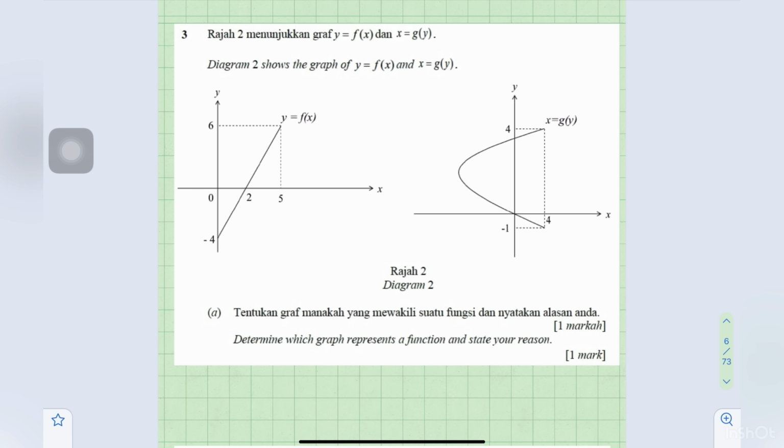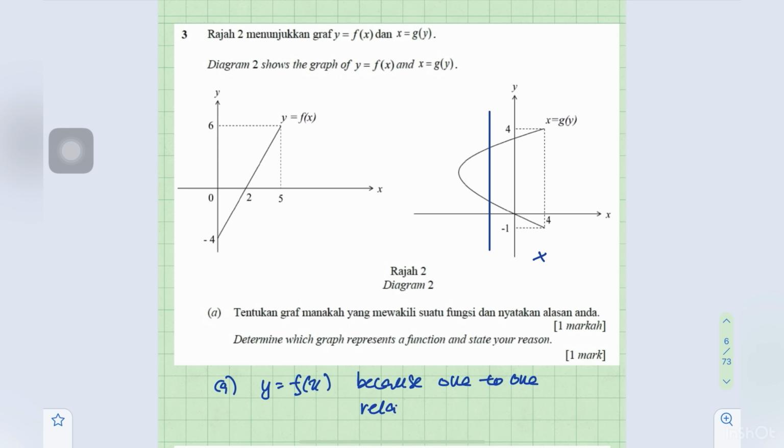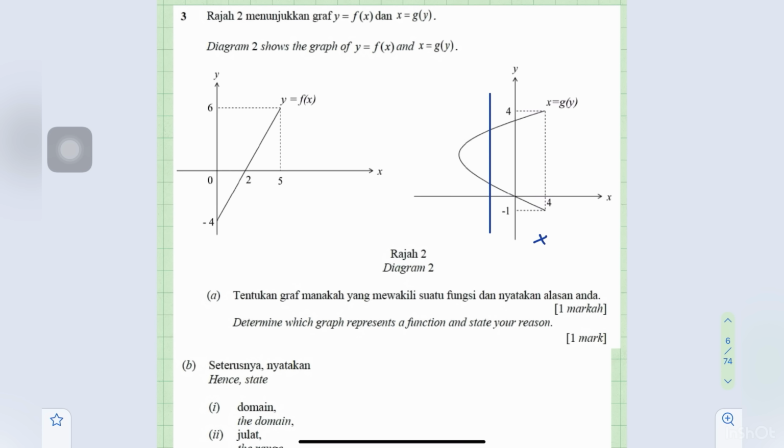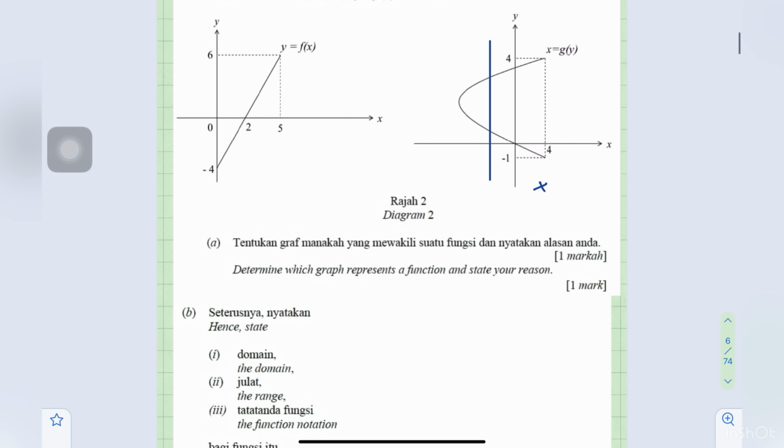Yang g(y) ni kat sini kan kita ada 1-to-many relation. Kita ada satu objek, many images. So, yang ni bukanlah function. Ni bukan function. Okay, so jawapan dia ialah function y sama dengan f(x), because 1-to-1 relation.